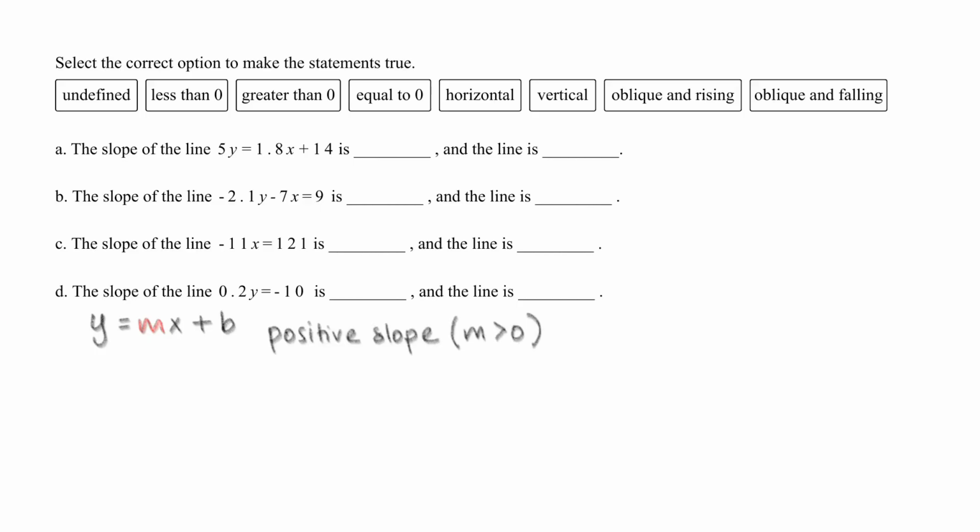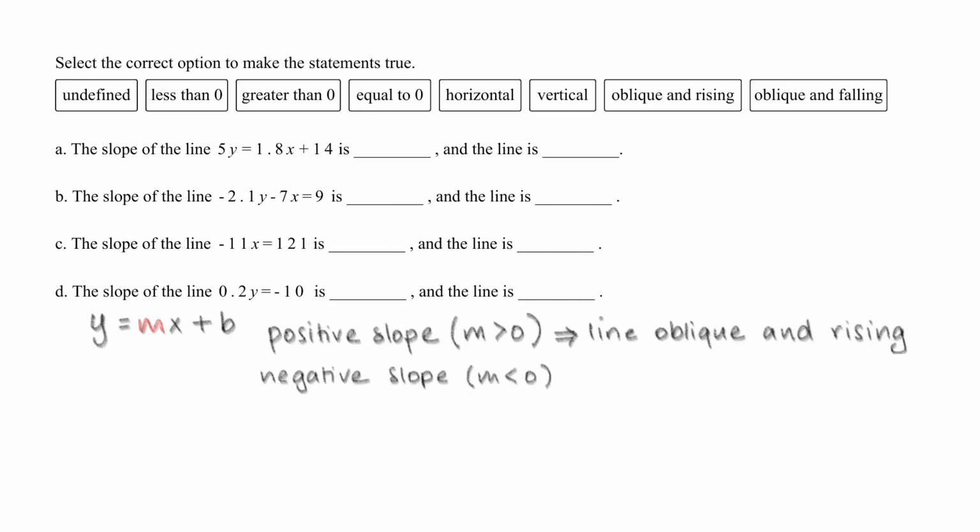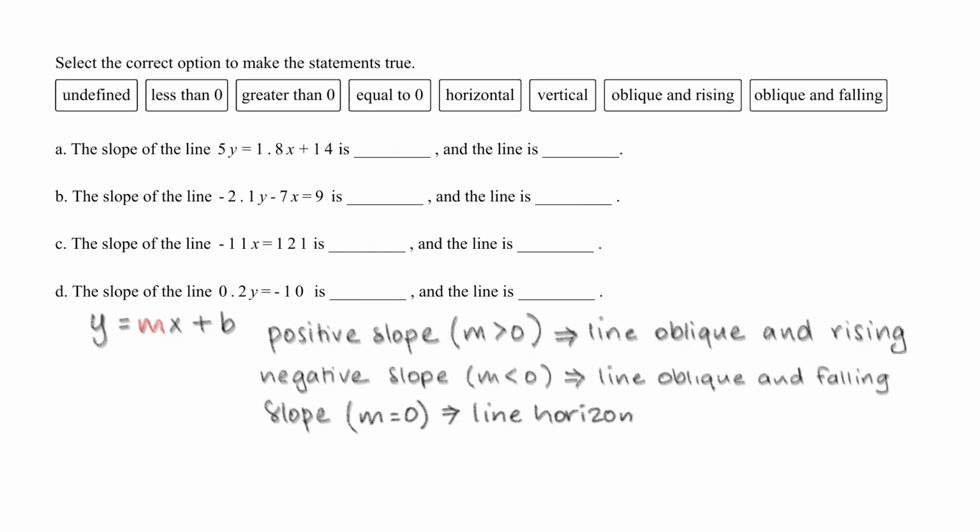A positive slope, where m is greater than 0, the line is oblique and rising. A negative slope, where m is less than 0, the line is oblique and falling. 0 slope, where m equals 0, the line is horizontal, flat. If there is no y in the equation, the slope is undefined and the line is vertical.